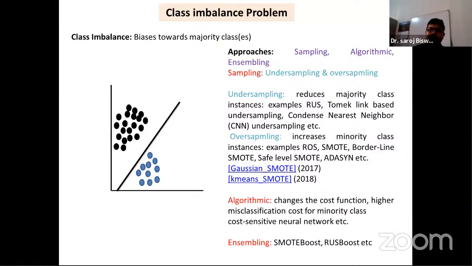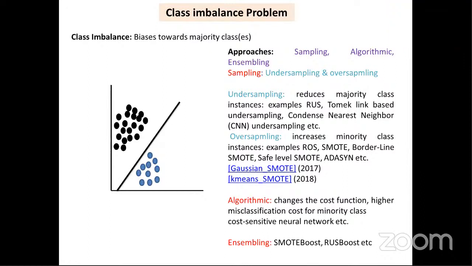Is there any question? There is one more type of approach that is called the ensembling approach. This approach actually combines the sampling and the algorithmic approach together, and then the algorithm is trained. We are not going to talk too much about this ensembling approach. It's a separate topic actually. But you see, there is another approach, and this is the ensembling approach. Done? Any questions, participants?